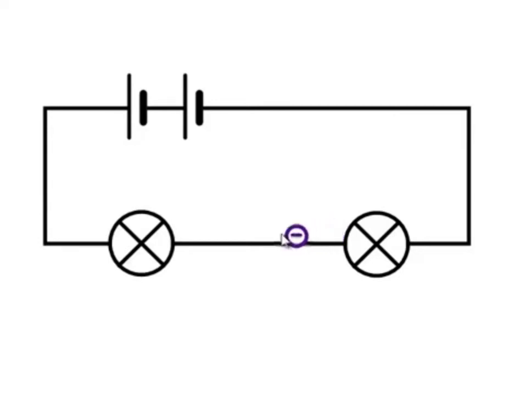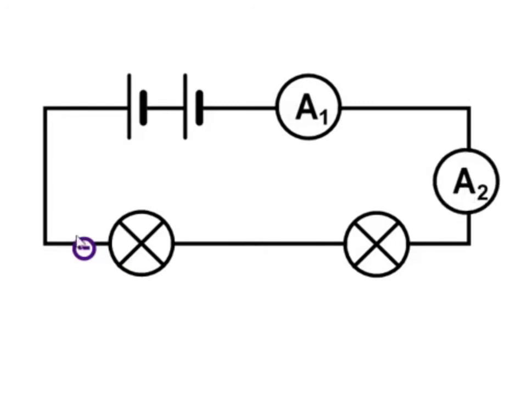And the current that's flowing in this series circuit consists of electrons. Lots and lots of negatively charged electrons flowing around the circuit. Now we're going to have a look at the current that you would measure in this series circuit, and to do that we can put some ammeters in the circuit.